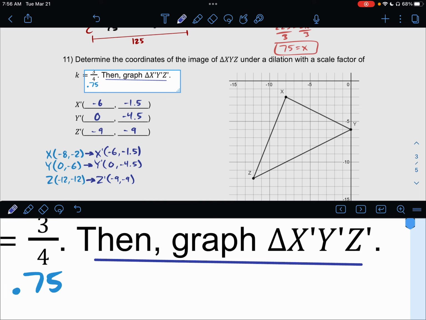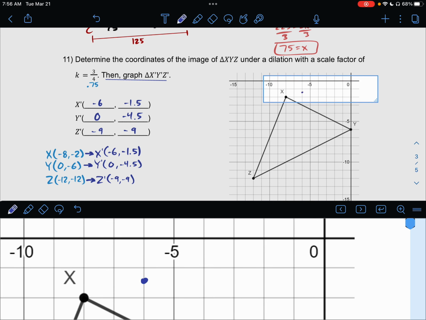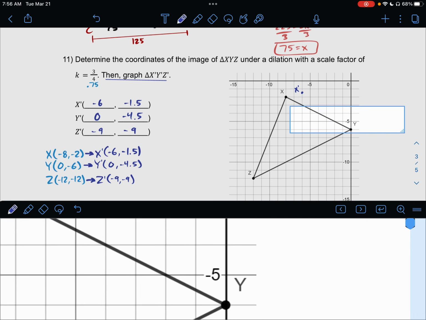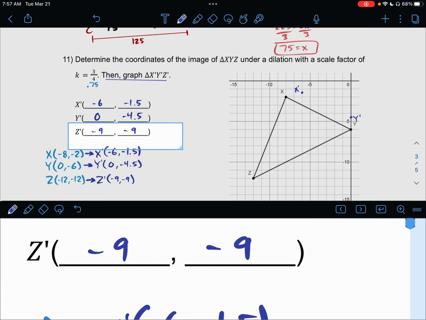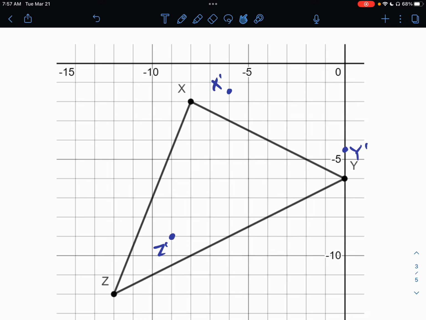So I have to graph these points now. Negative 6, negative 1.5 is going to be right there. There's my x prime. Then 0, negative 4.5. There's negative 5, so it should be a half line above it. That's y prime. Let me make that a better y. Okay, y prime. And then z prime should be at negative 9, negative 9, so that will be right here. This is z prime. And then I'm going to connect these points.